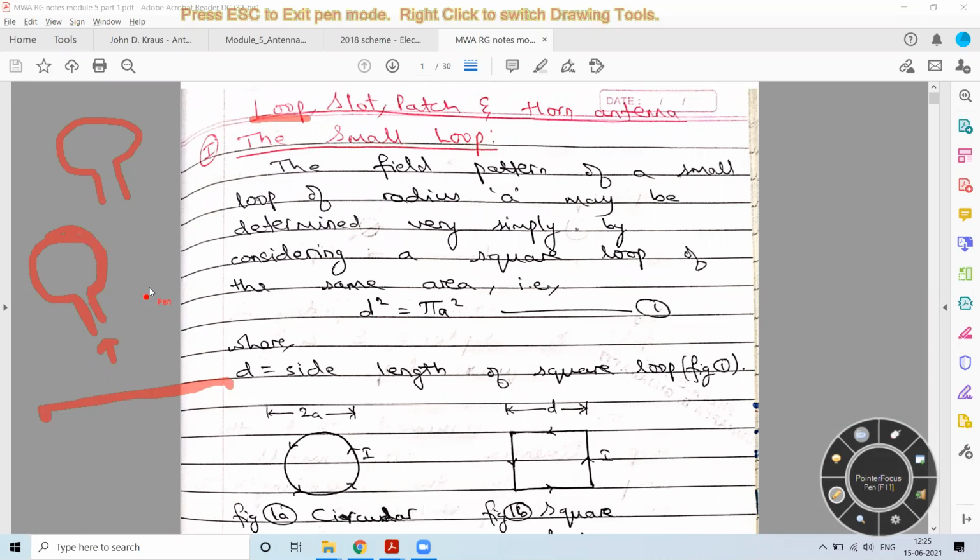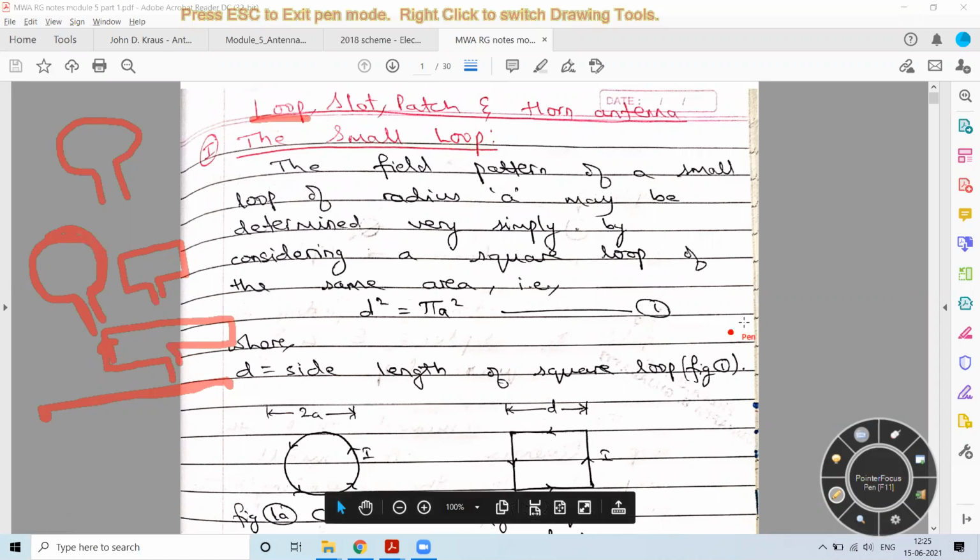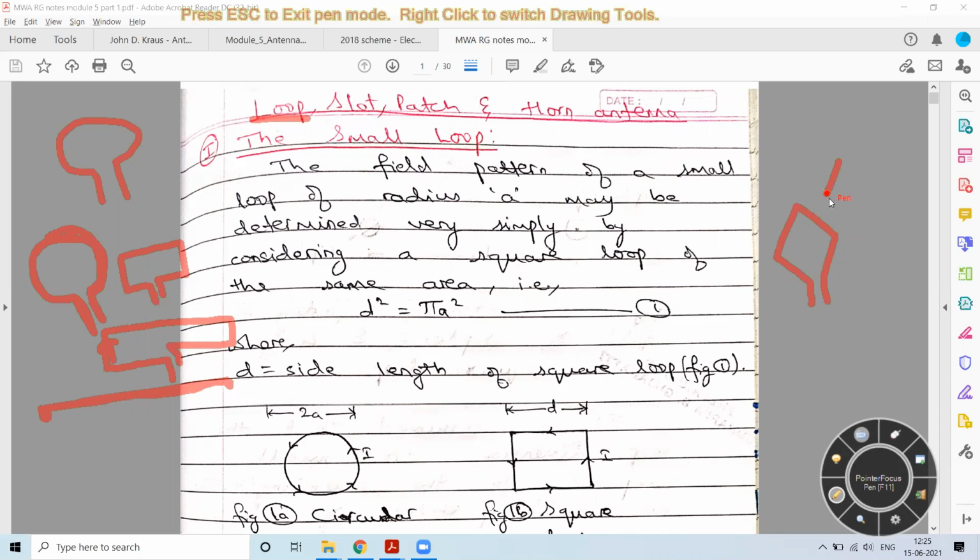Apart from that, it can be square. So this is also a loop which is in the square form. It can be in the rectangular form. Apart from that, it can be, say, rhombic in structure. It can be rhombic, so this is also forming a loop. So this loop is nothing but the DC short circuit version of the wire. This one we classify as a loop antenna.